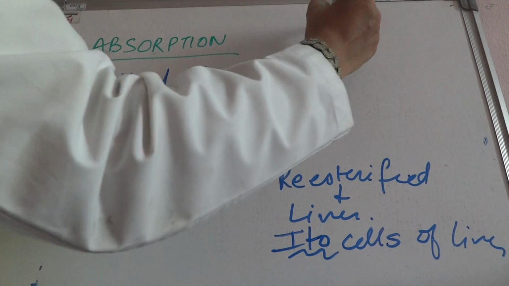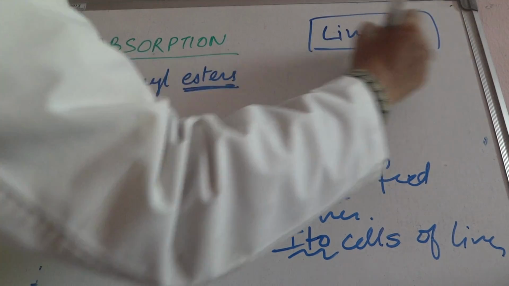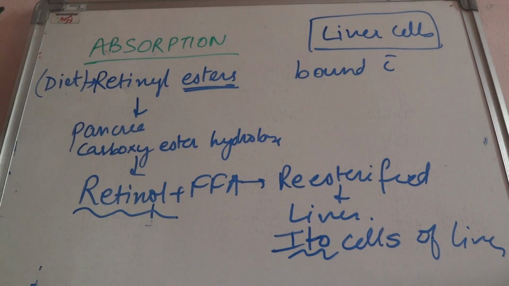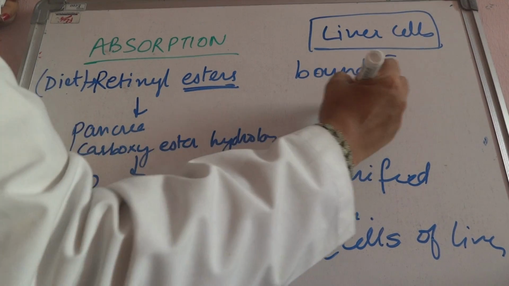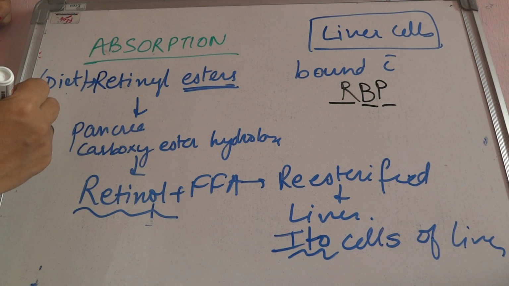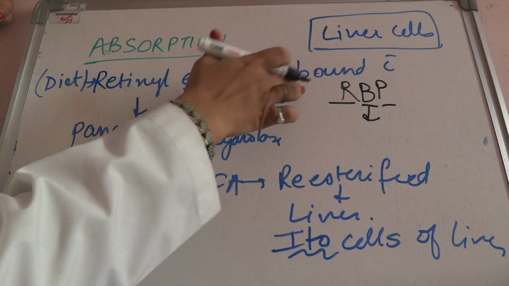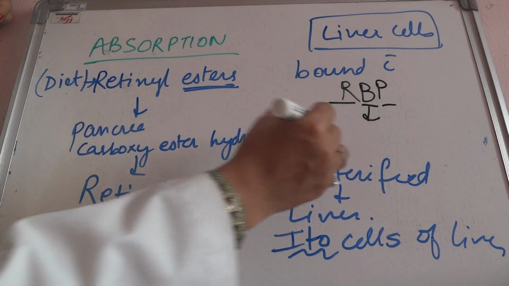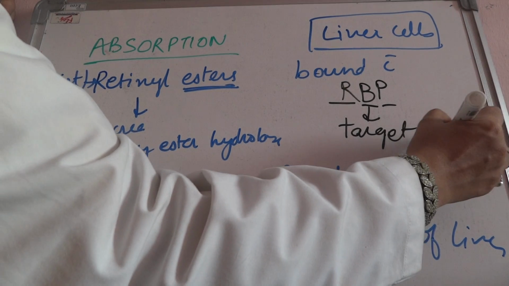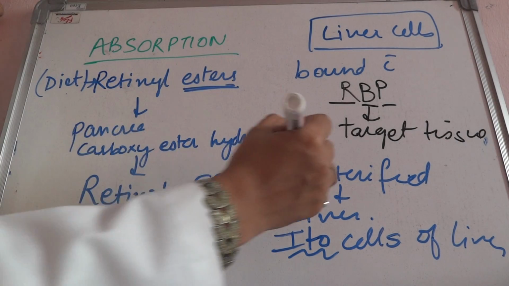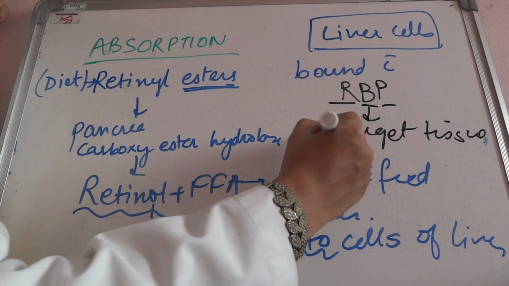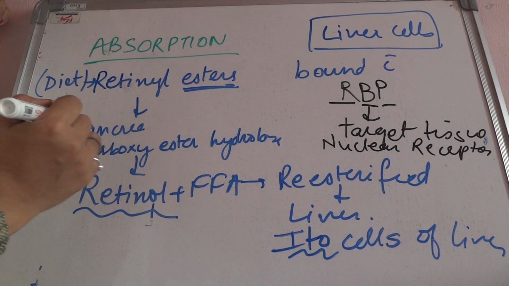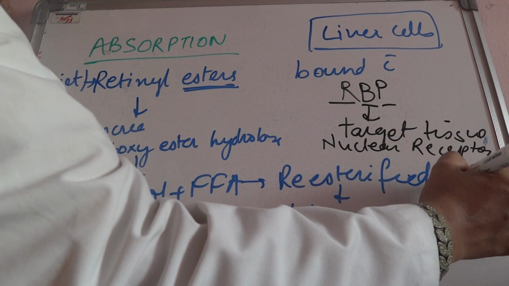Now what happens in the liver cells? In the liver cells it is bound with a protein, that is retinol binding protein. Then this complex of vitamin A and retinol binding protein will go to the target tissue. This point is mostly for the PG students: it acts on the target tissue through nuclear receptors, and there are two types of nuclear receptors, that is RAR and RXR.